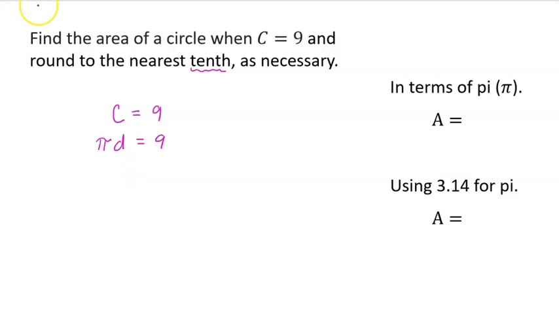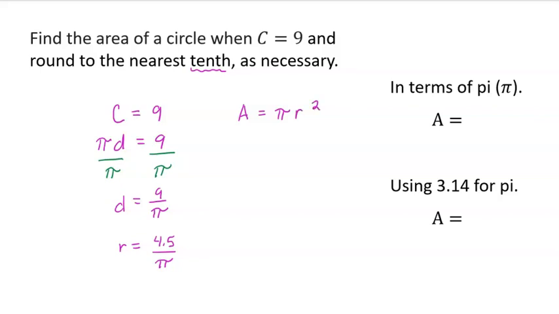So if you need me to write it out, I'll write it out. We're going to divide by pi on both sides, and that means d is equal to 9 divided by pi. And then from here, we can now find the area. If they give you the circumference, you can either find the diameter or the radius, it doesn't matter. I know that the radius from here is going to be half of this, so it's going to be 4.5 divided by pi.